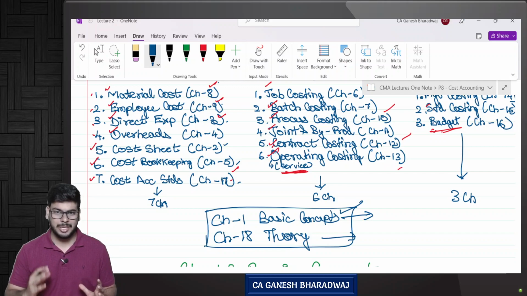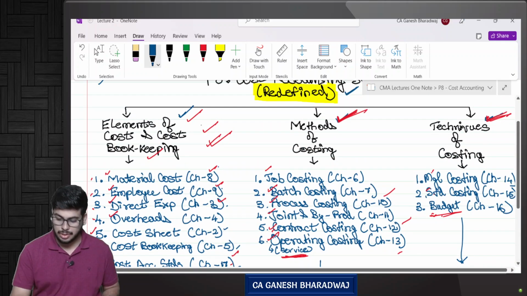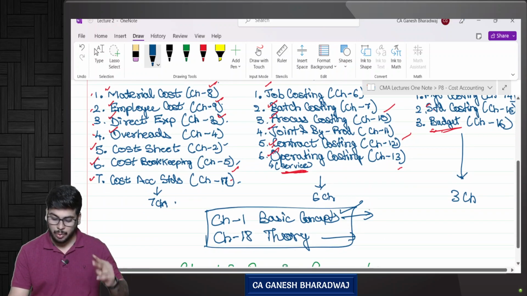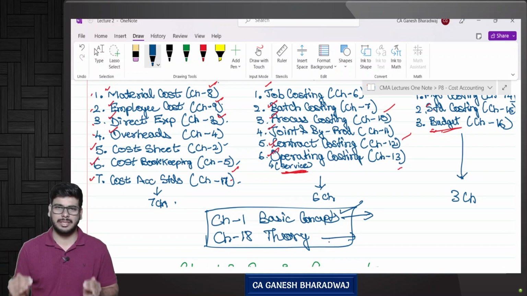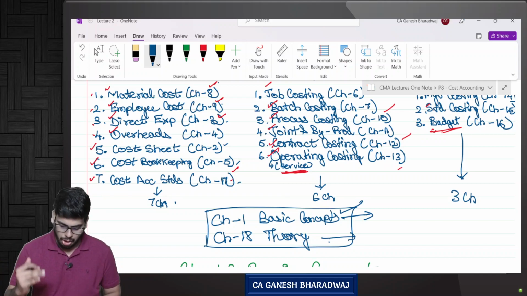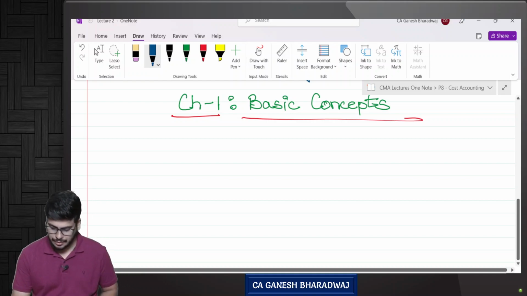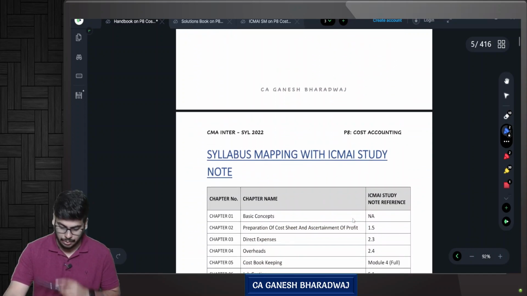On this note, let me get into chapter number 1 called basic concepts. So understand, I am classifying the same 18 chapters into 3 buckets, and in this classification you can find only 16. That is chapter 1 and chapter 18, basic concepts and theory. I have not classified them in any of these 3 because these are generic topics, so I have just kept them apart from this classification. Clear? On this note, let us get into the first chapter called basic concepts. So please take out your handbook.